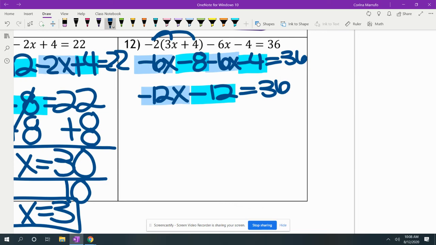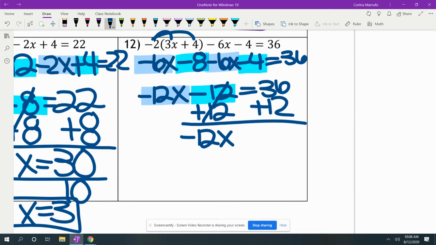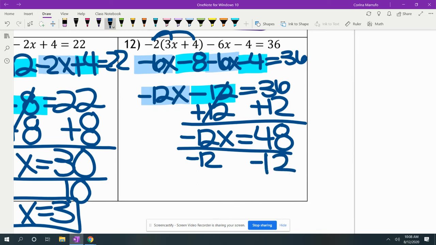Then from there, we're going to go ahead and solve for x. So this -12, we're going to add it to both sides. This cancels out. We get -12x equals 36 plus 12, which gives us 48. And then our last step to solve for x, we are going to divide both sides by -12. These two negatives make a positive. The 12s cancel out. We get x equals 48 divided by -12, which is -4.